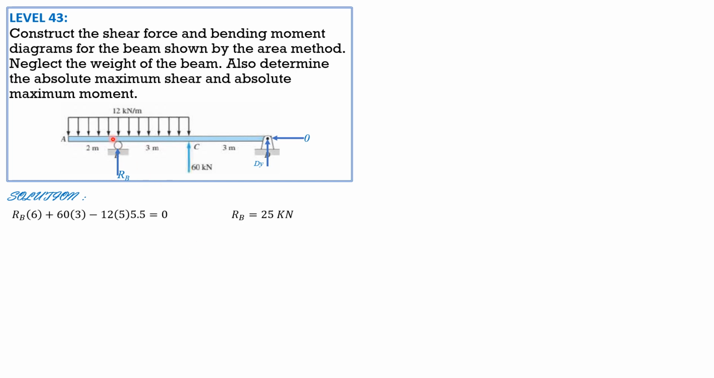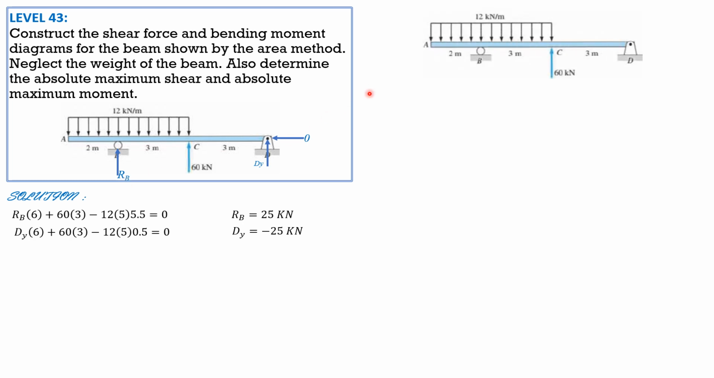Likewise, summation moment about B equals 0. Dy times 6 plus 60 times 3, then minus 12 times 5 times 0.5. 0.5 because the distance of the centroid from the left is 2.5, because it's a moment about B, and this is 2. 2.5 minus 2 is 0.5. So Dy is equal to negative 25 kilonewtons. So we are now ready to plot the shear force and bending moment diagrams. Let's put the reactions 25 here and downward 25 here.